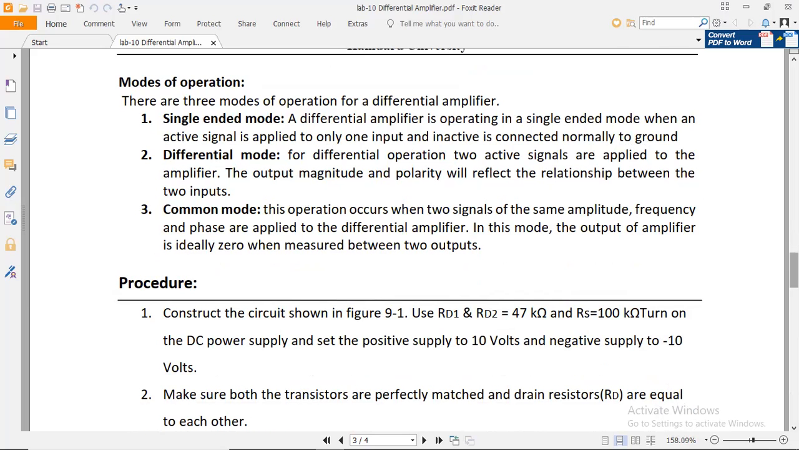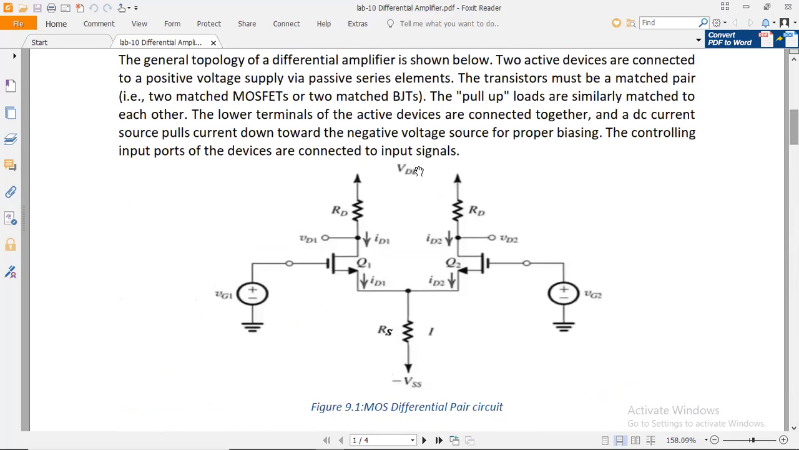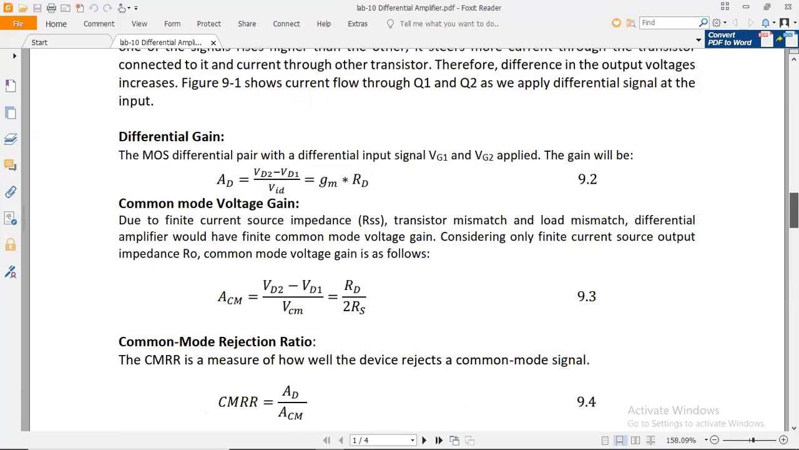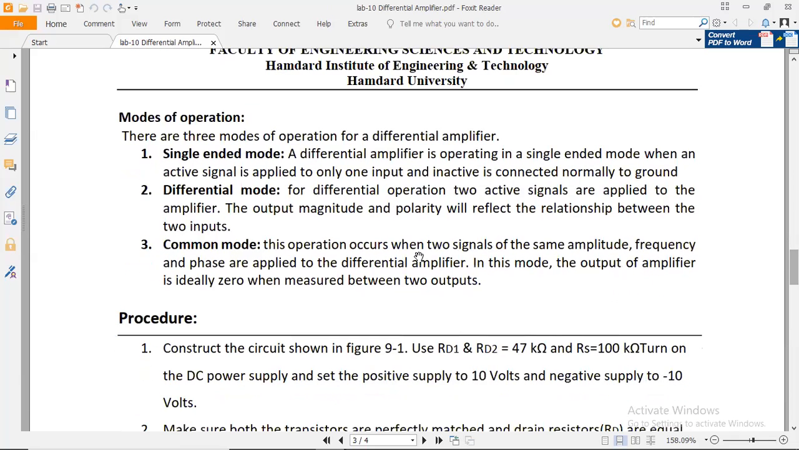That means one supply is active and the other supply is ground. The supply is not connected here. This is the single mode. Similarly, if we provide the VG2 supply to the differential amplifier circuit, the other supply can be ground. This is the same scenario implemented in single mode. Now comes the second mode, that is differential mode.